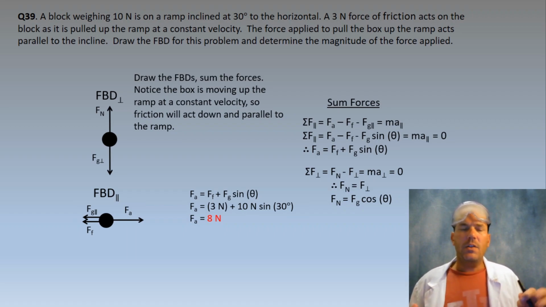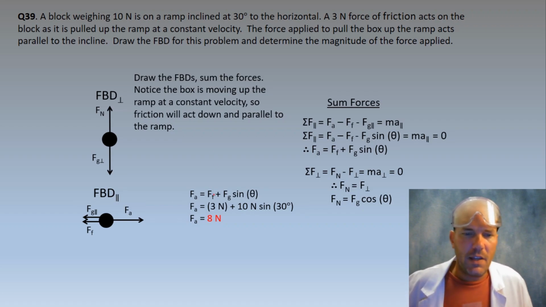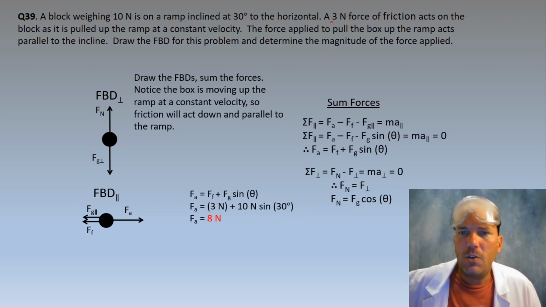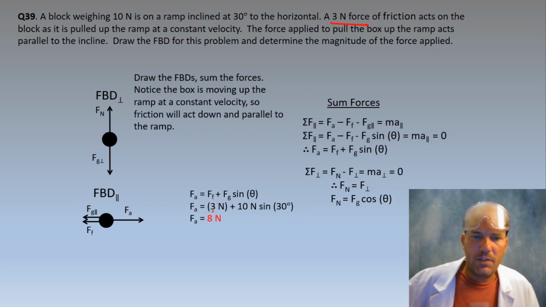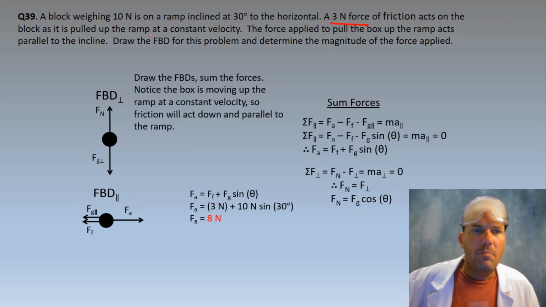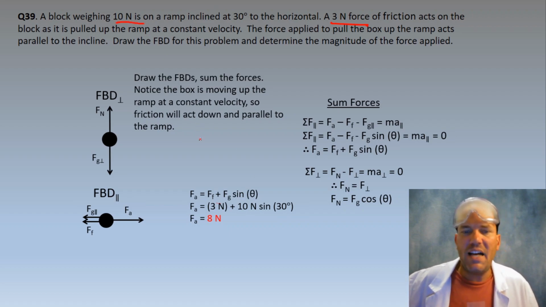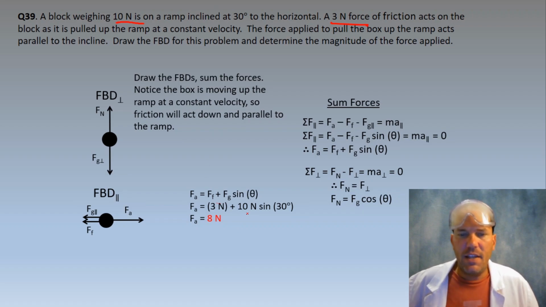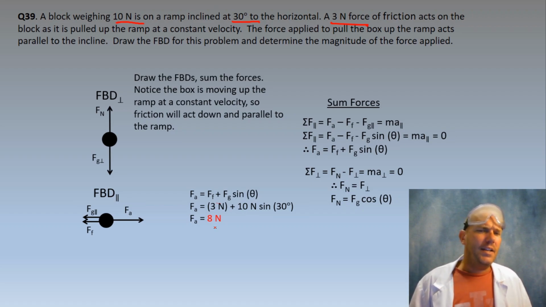All right, so with this information here, we are told we have a 3 Newton force of friction, so we can plug that value in. We know the force of gravity because we know the weight of the block, which is 10 newtons, and we have sine theta, and we're told that angle theta. So we can find the force applied, and it is equal to 8 newtons.